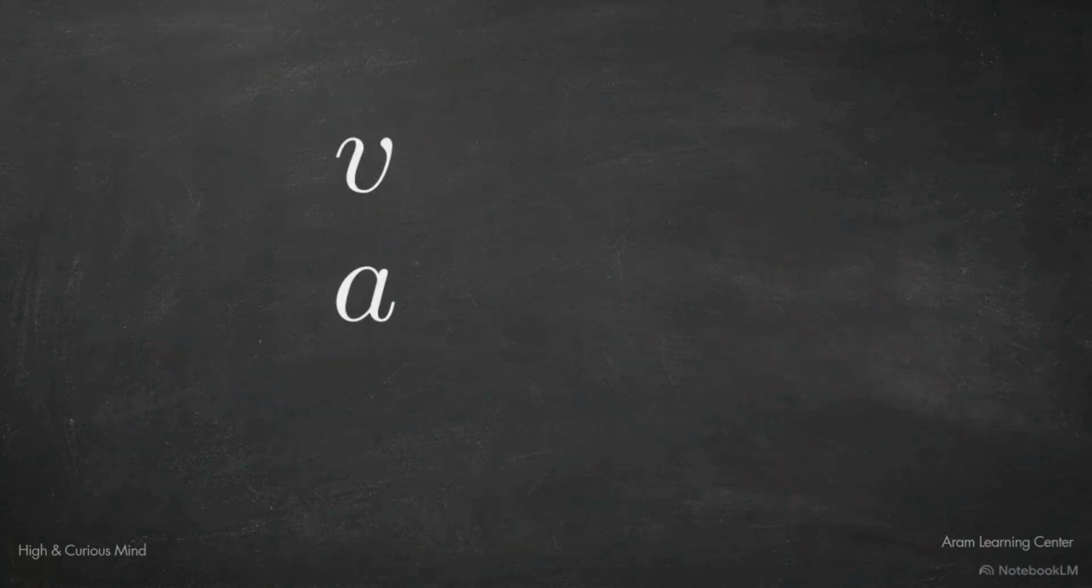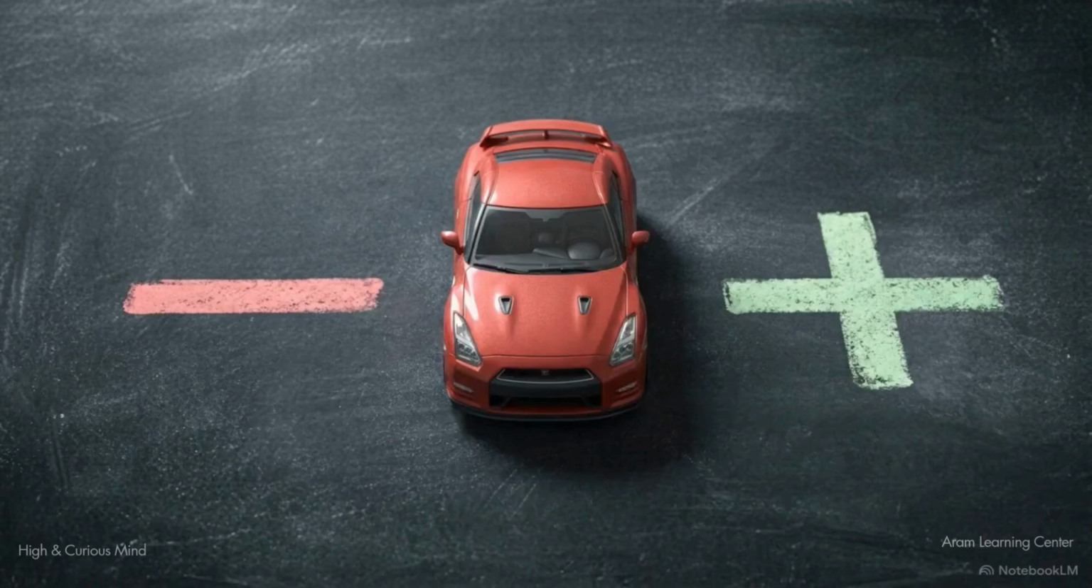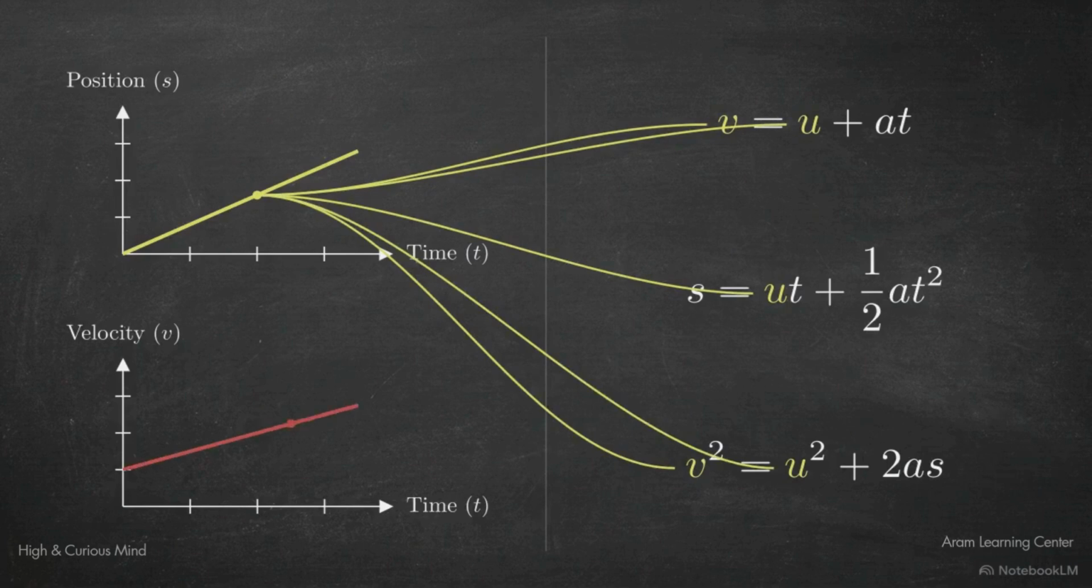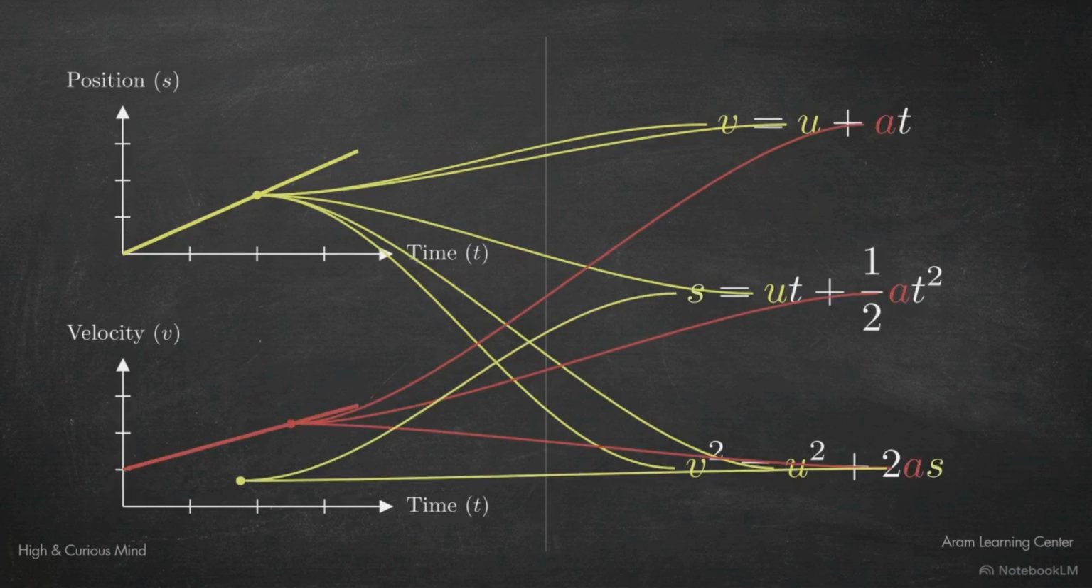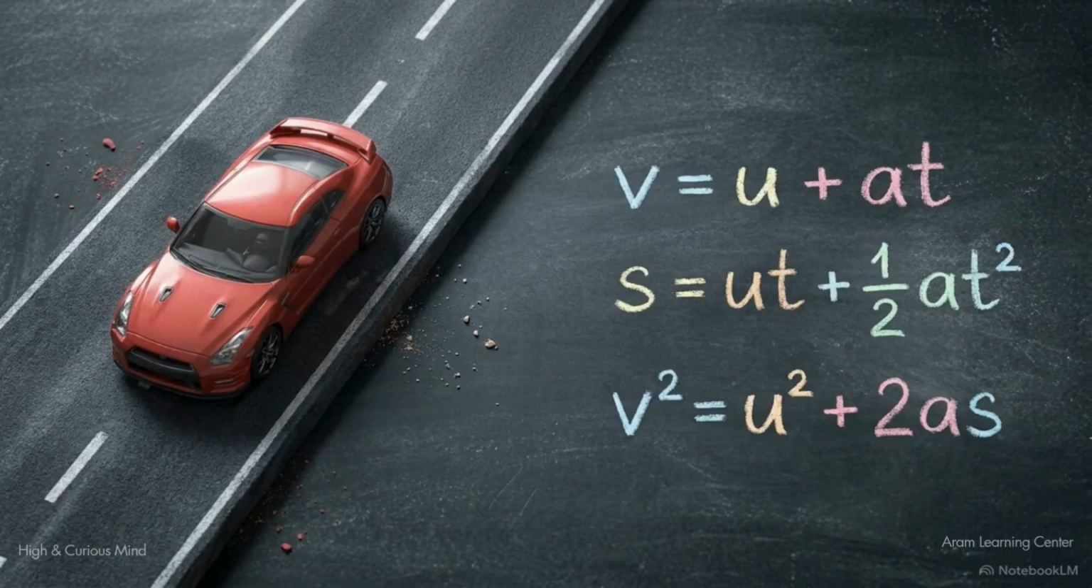Because velocity, acceleration, and displacement are vectors, the positive and negative signs in your math tell the story of the object's direction. This summary links the visuals to the algebra. Position time slopes represent velocity, velocity time slopes represent acceleration, and the area under the velocity line represents displacement. Connecting the geometry of the graph to the logic of the equation ensures the motion of the car and the numbers on the page remain perfectly in sync.